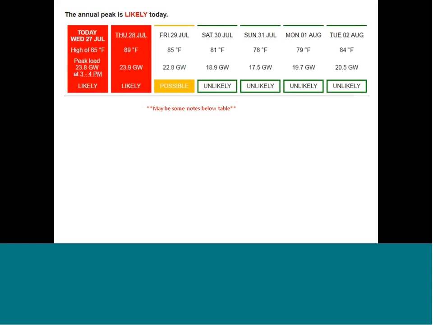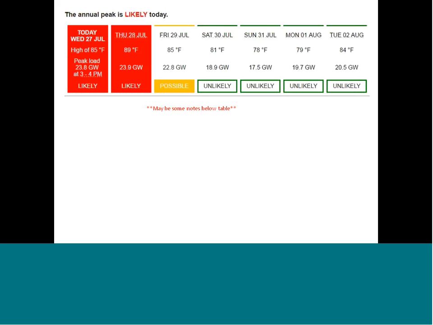So what we do is send out an email every morning through the summer. We'll probably start this after the first 2 weeks of June, and it'll go through early September. The email, as you can see here, gives you an outlook for the week. It starts with today on the left, and then goes for the next 7 days. This is an example where that day was a likely day. The next day was also a likely day, and then Friday, the third day, was a possible day, and everything else was unlikely.